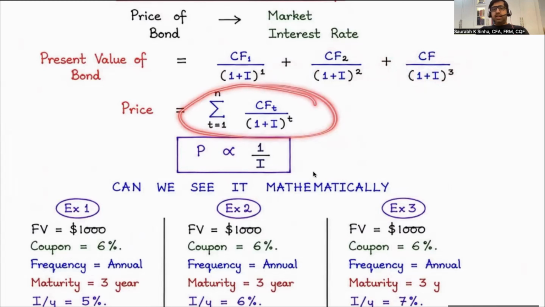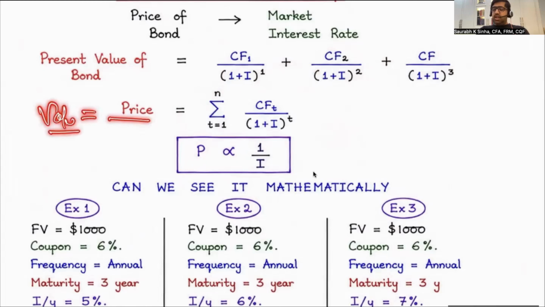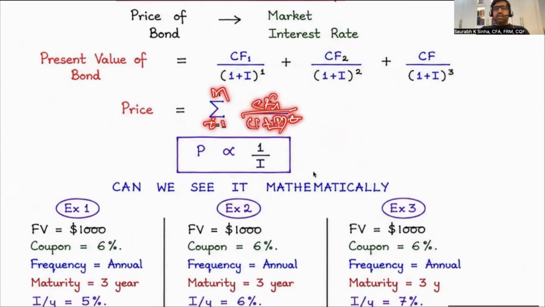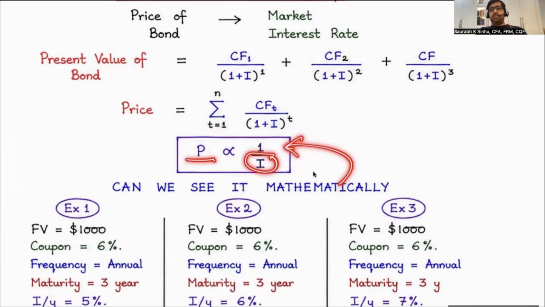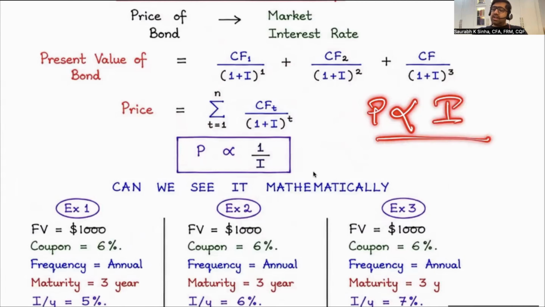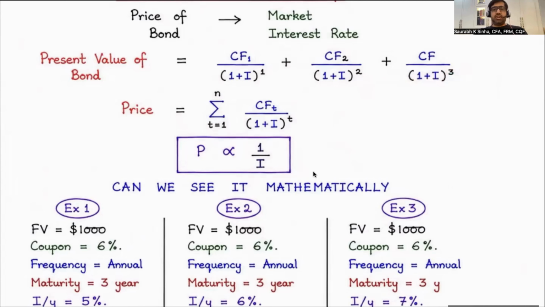If I summarize it, I can write the price or value of the bond as the summation of all the cash inflows, from t equals 1 to n, discounted by the interest rate. So you can mathematically see that price and interest rate have an inverse relationship. On the left-hand side, price is in the numerator, and on the right-hand side, the interest rate is in the denominator. So it has an inverse relationship. It is not like price and interest rate have a direct relationship. No, it has an inverse relationship.